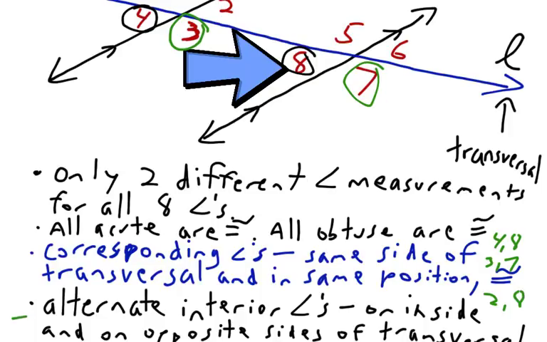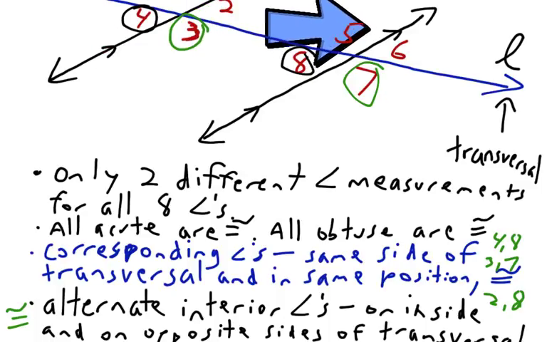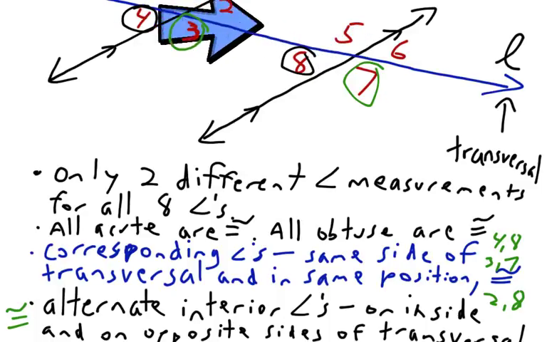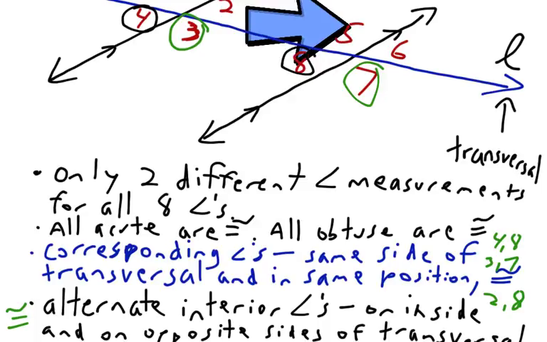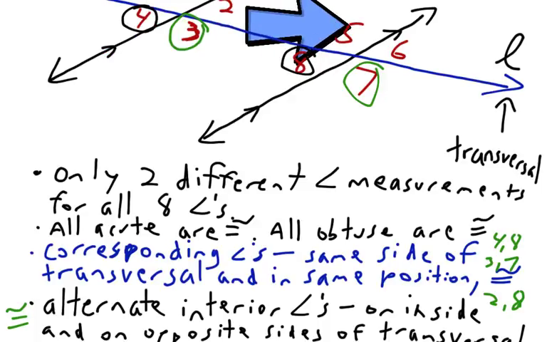And let me add that alternate interior, they are congruent. Make sure you have that down. So 2 and 8 are congruent. And what's the other pair that are going to be alternate interior? Well, look at 3. It's on the bottom of the transversal. 5 is on the top. So they're alternating sides of the transversal, and they're both inside. So 3 and 5 would be the other ones.